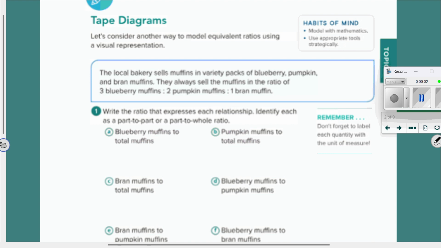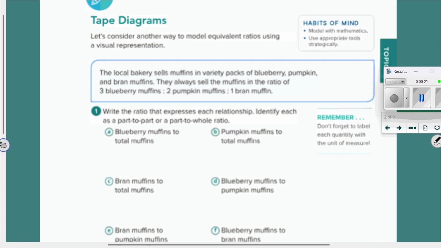All right, we are continuing with ratios. Yesterday we did models where you drew your own models. Today they're going to tell you what kind of model to draw. It's a specific one and how to use it to find equivalent ratios. But first we are going to review writing ratios.